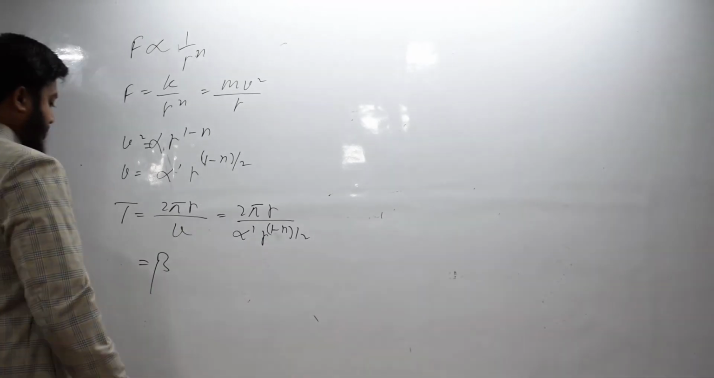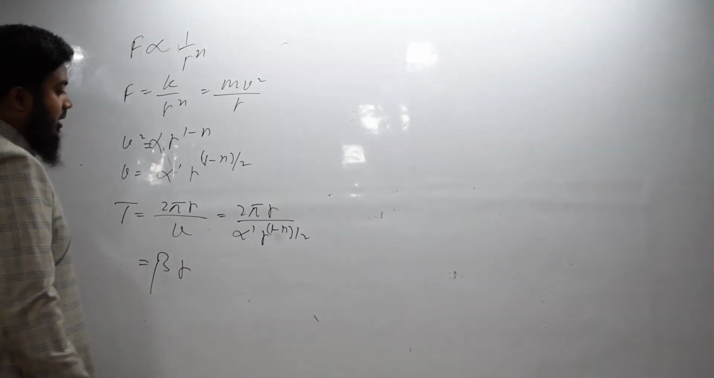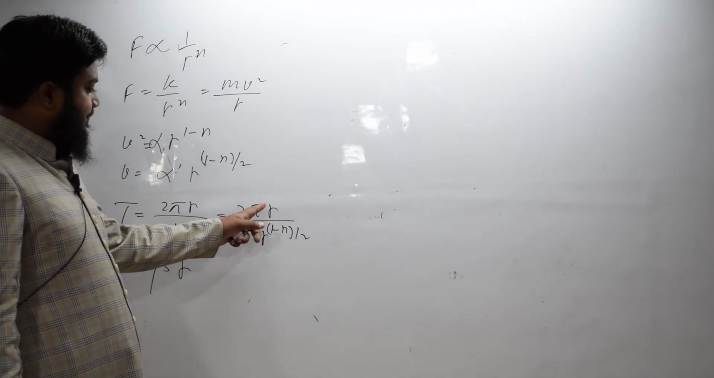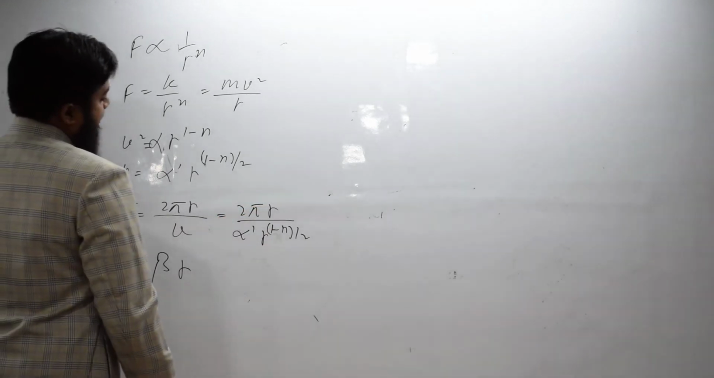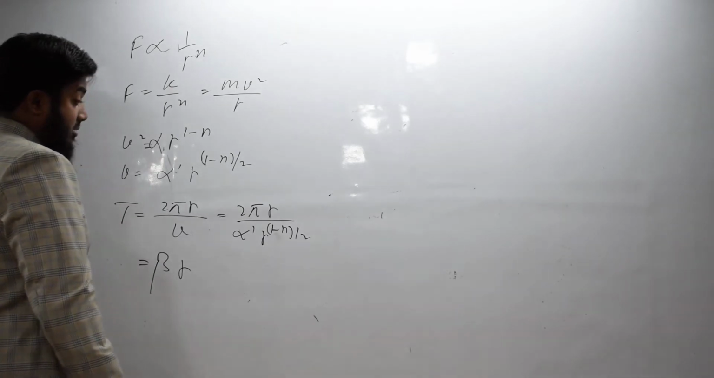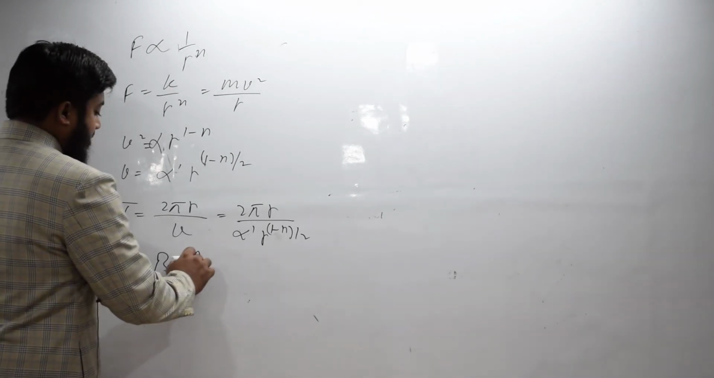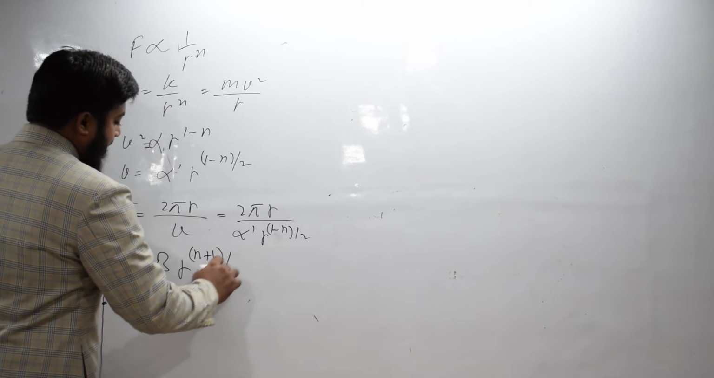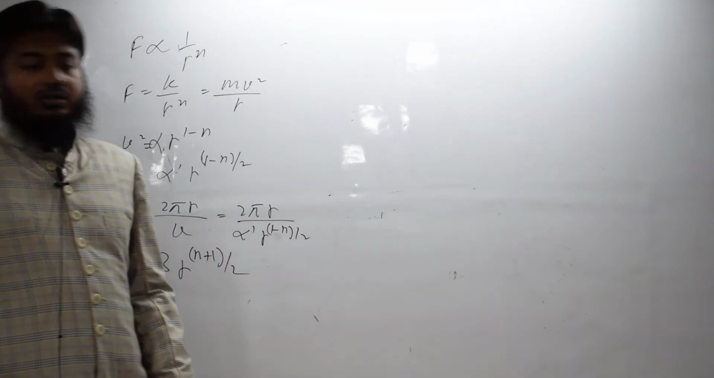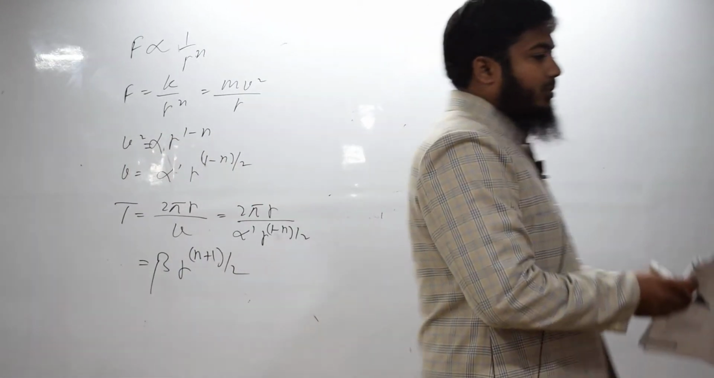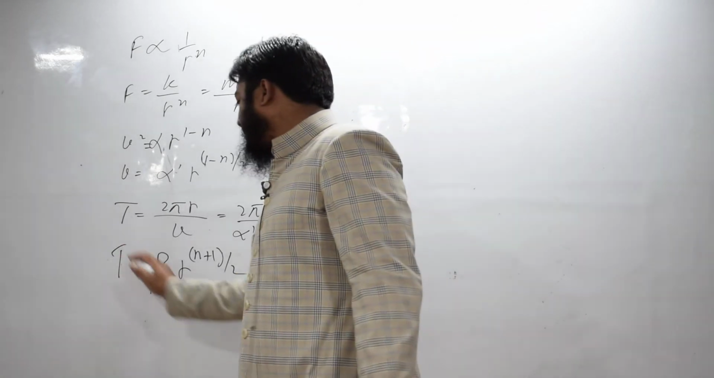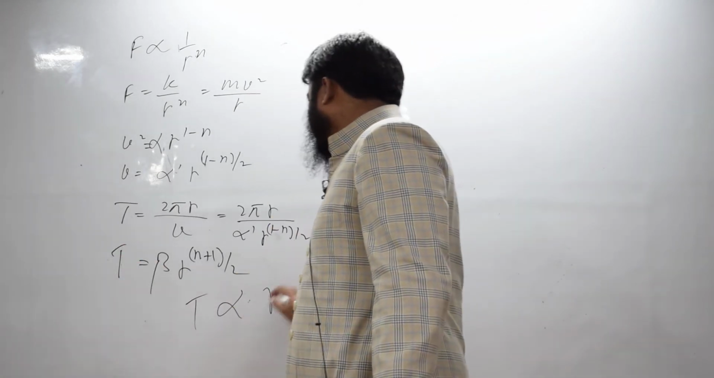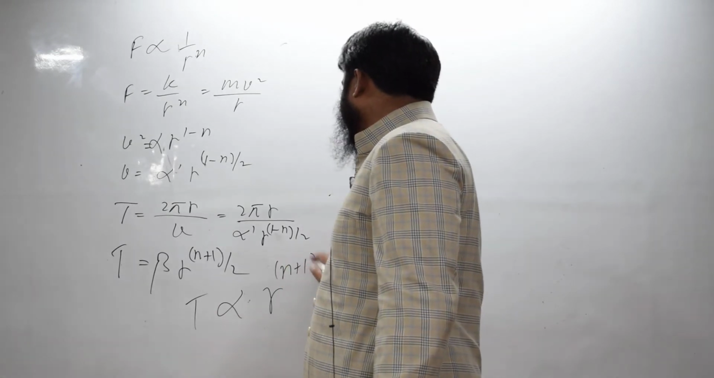So, it becomes r to the power 1 minus half is half, plus n by 2. So, this is (n plus 1) by 2. From calculation it will come out to be r to the power (n plus 1) by 2. So, time period is directly proportional to r to the power (n plus 1) by 2.